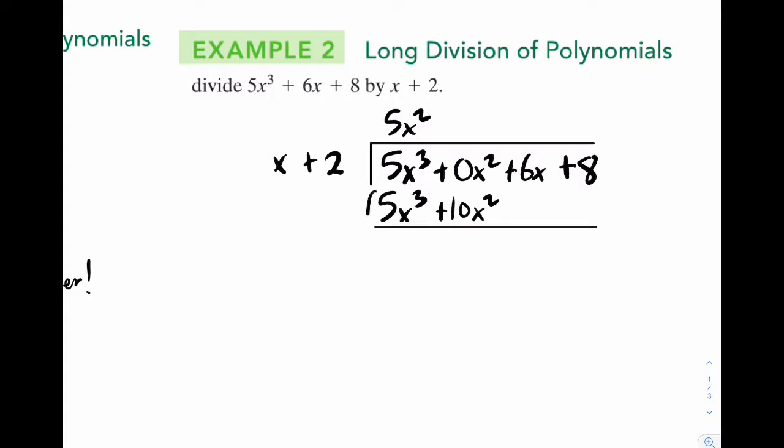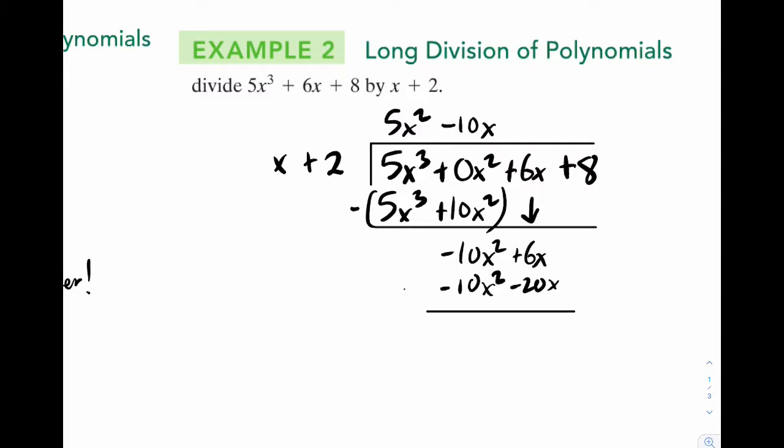Now from here, we're going to subtract the whole thing. Same thing. Negative 10x squared. Let's drop down our 6x and repeat the process. Now we're going to put negative 10x here, because when you multiply this to this expression right here, you get negative 10x squared minus 20x. And again, subtract the quantity. So now we have 26x. I'm going to drop my 8 down. Same thing. I'm going to put plus 26.